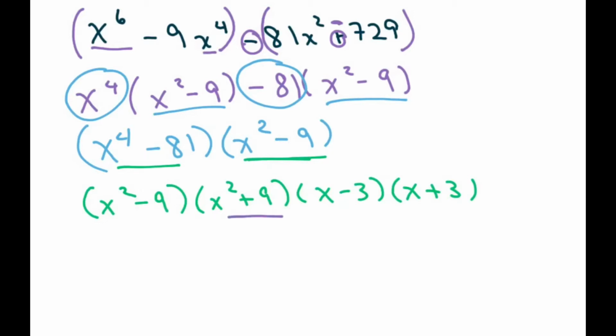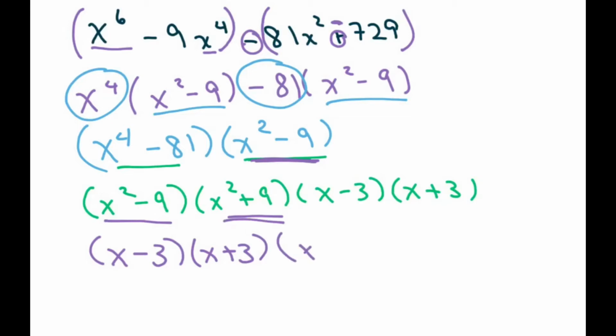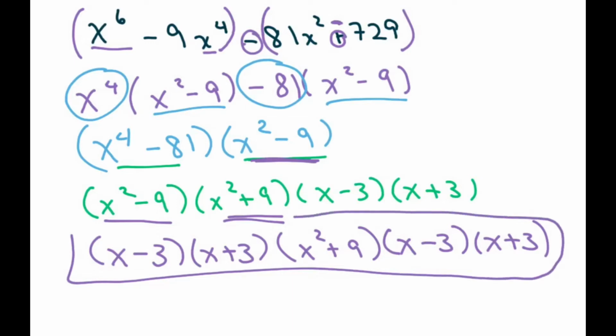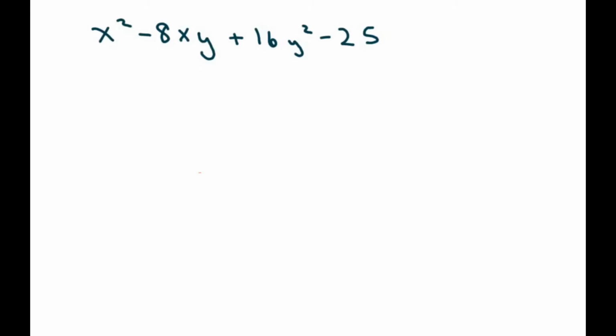This one we can't factor anymore, but this one we can. Looks just like this one we just did, so this would be x minus 3 times x plus 3. We still have the x squared plus 9, and then we have an extra, just copy this down. And that's your final factorization. It's completely factored. All right, this one, we can do it two different ways.